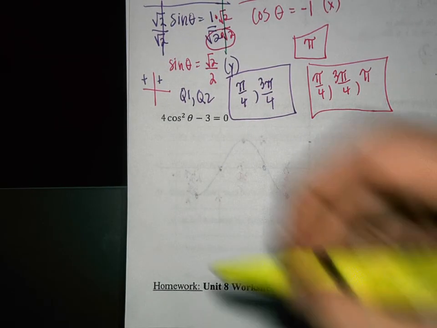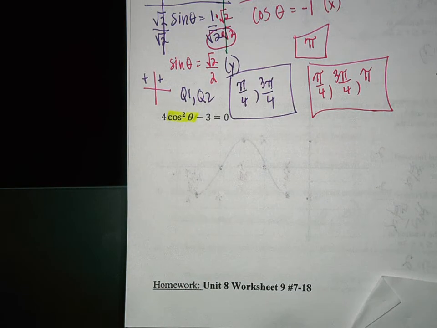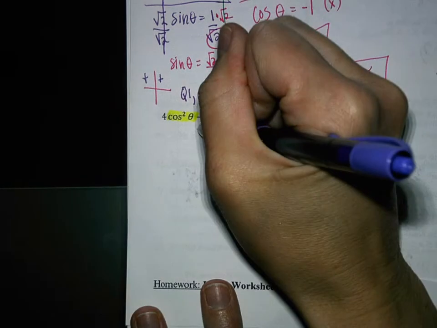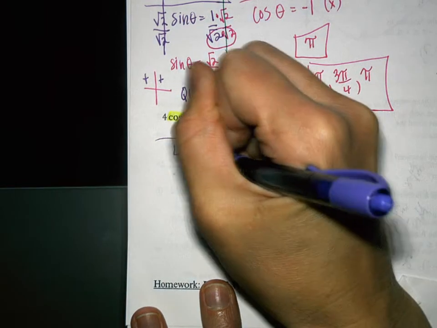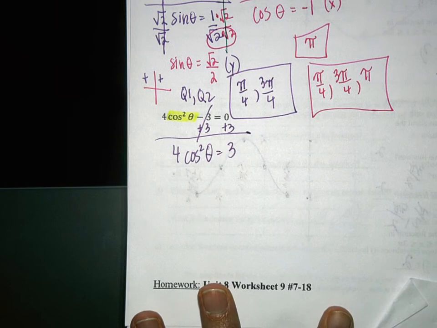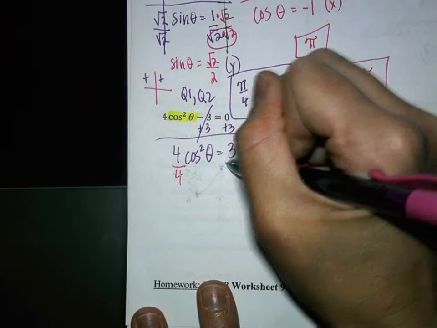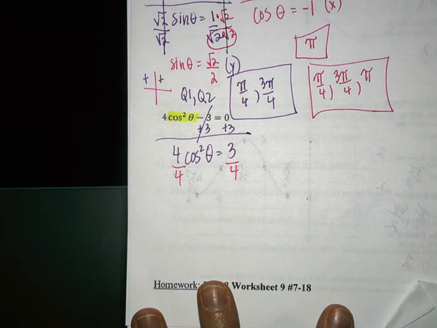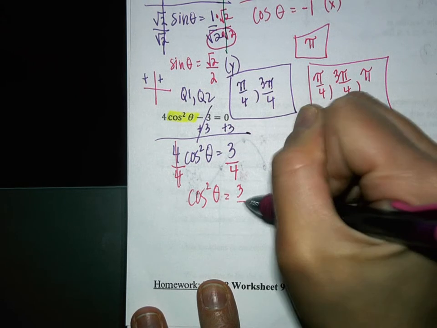Again, we're trying to solve for cosine of theta. You'll notice on this one it says cosine squared of theta. So we're going to have to think about that here in a minute. But before we worry about that, let's just try to get it by itself. We'll start by adding 3 to both sides. That eliminates the 3. 4 cosine squared of theta equals 3. In order to get cosine squared of theta by itself, the next thing I do is divide by 4 on both sides. These eliminate. We have cosine squared of theta equals 3 over 4.